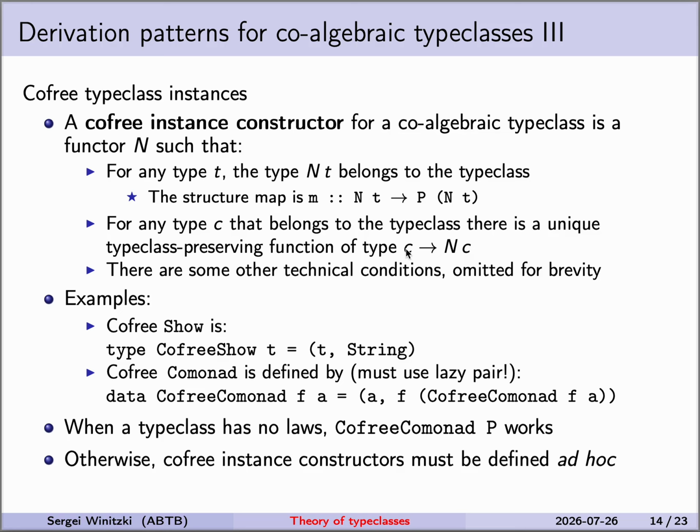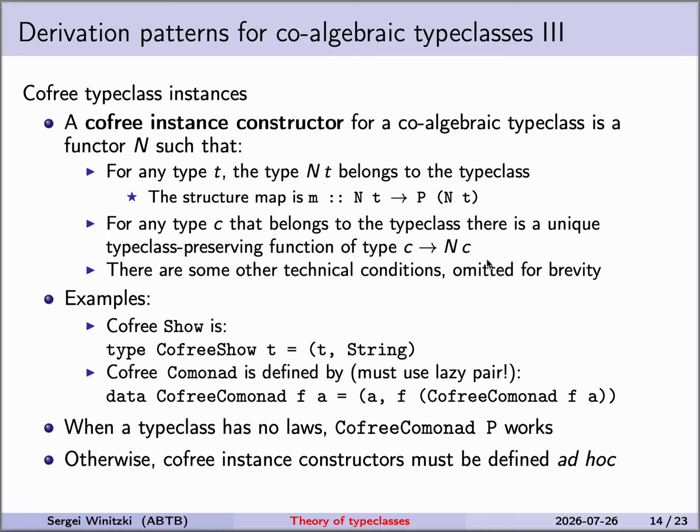Now there's a different condition: there must be a unique type class preserving function of this type, not NC to C, but C to NC. This is a bit counterintuitive, but that's how it must be. NC to C you actually always have, and that's kind of trivial, not interesting. The interesting part is that you should be able to get C to NC, only for C that belong to the type class.